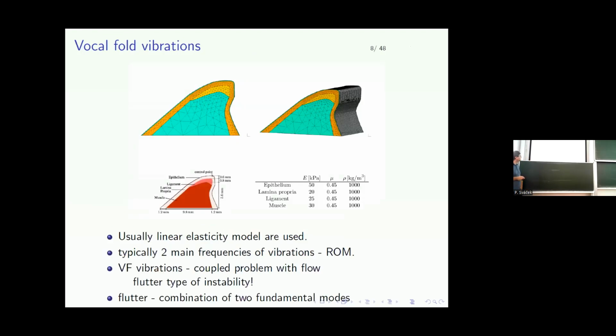Okay, so first let's think about the structure component. So here is a finite element model, short abbreviation of this. This is a model of the vocal fold, which consists of several materials, where there is an epithelium on the surface, lamina propria here, ligament here, and muscle over there.